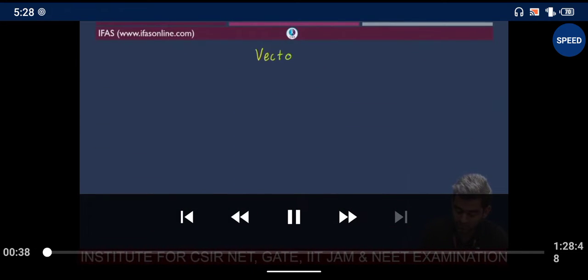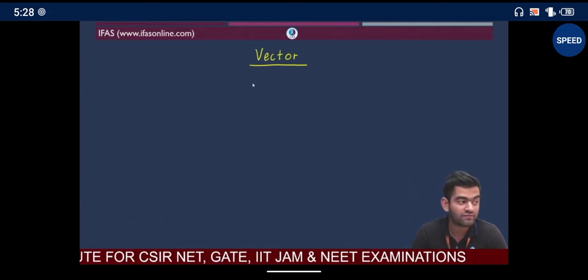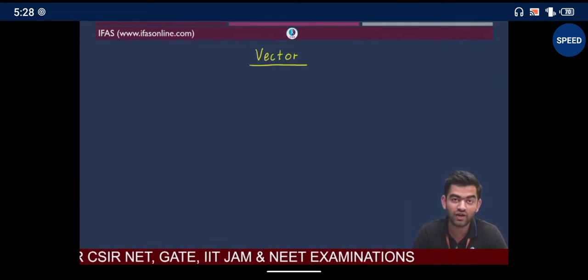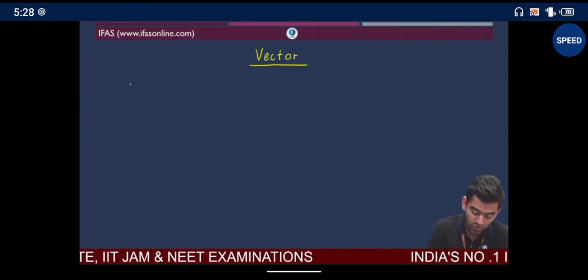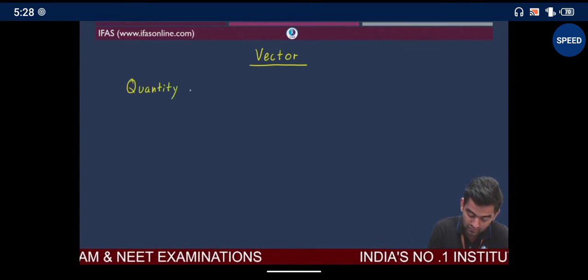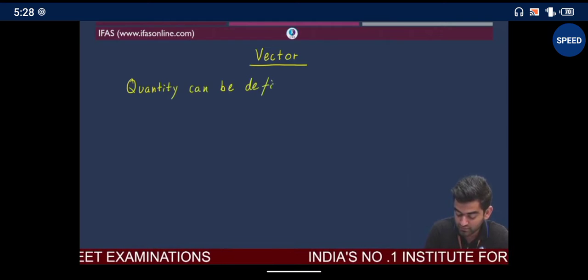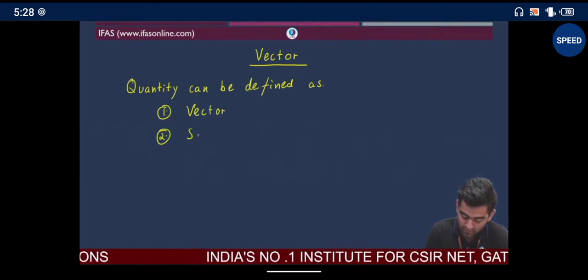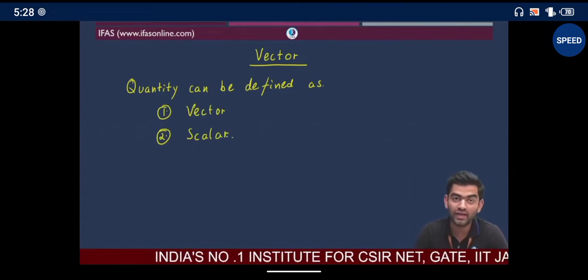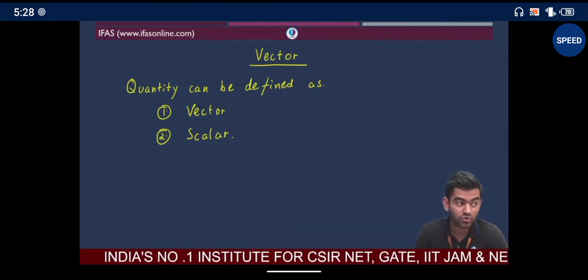Now let us first define what is a vector. Before defining a vector, we need to define what is a quantity. Quantity can be divided into two types. First one is scalar, and another one is vector. So quantity can be defined as a vector and as a scalar. There are two ways to define quantity.